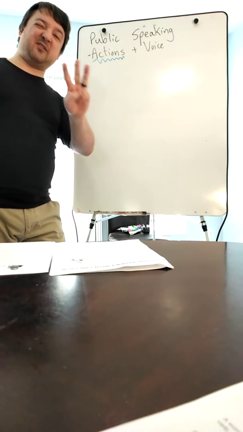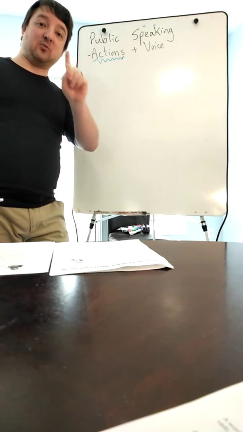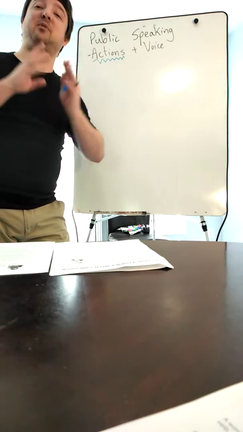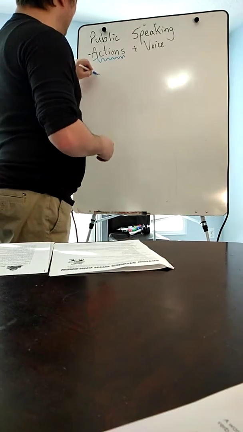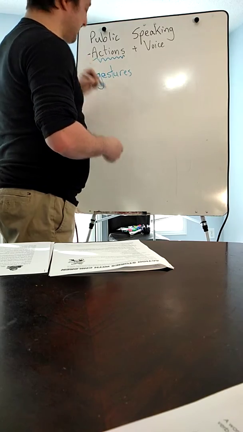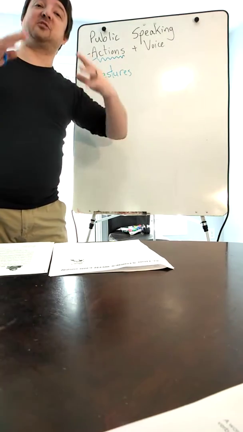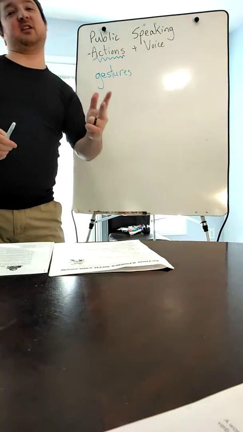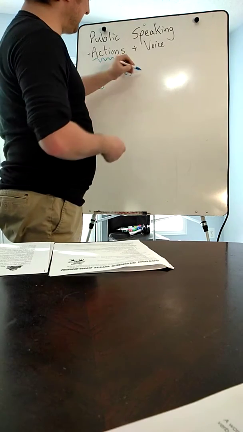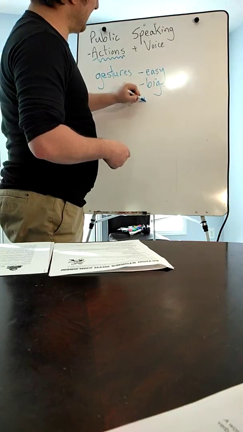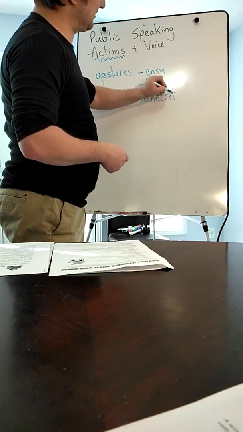Now, actions, as I've said before, are three parts that you need to think about. One is your gestures. You see my hands moving around a lot. It's to keep attention, right? So we want gestures. As I said before, gestures are very important. They should be easy, they should be big, and they should be understandable. Okay? Easy, big, and understandable.